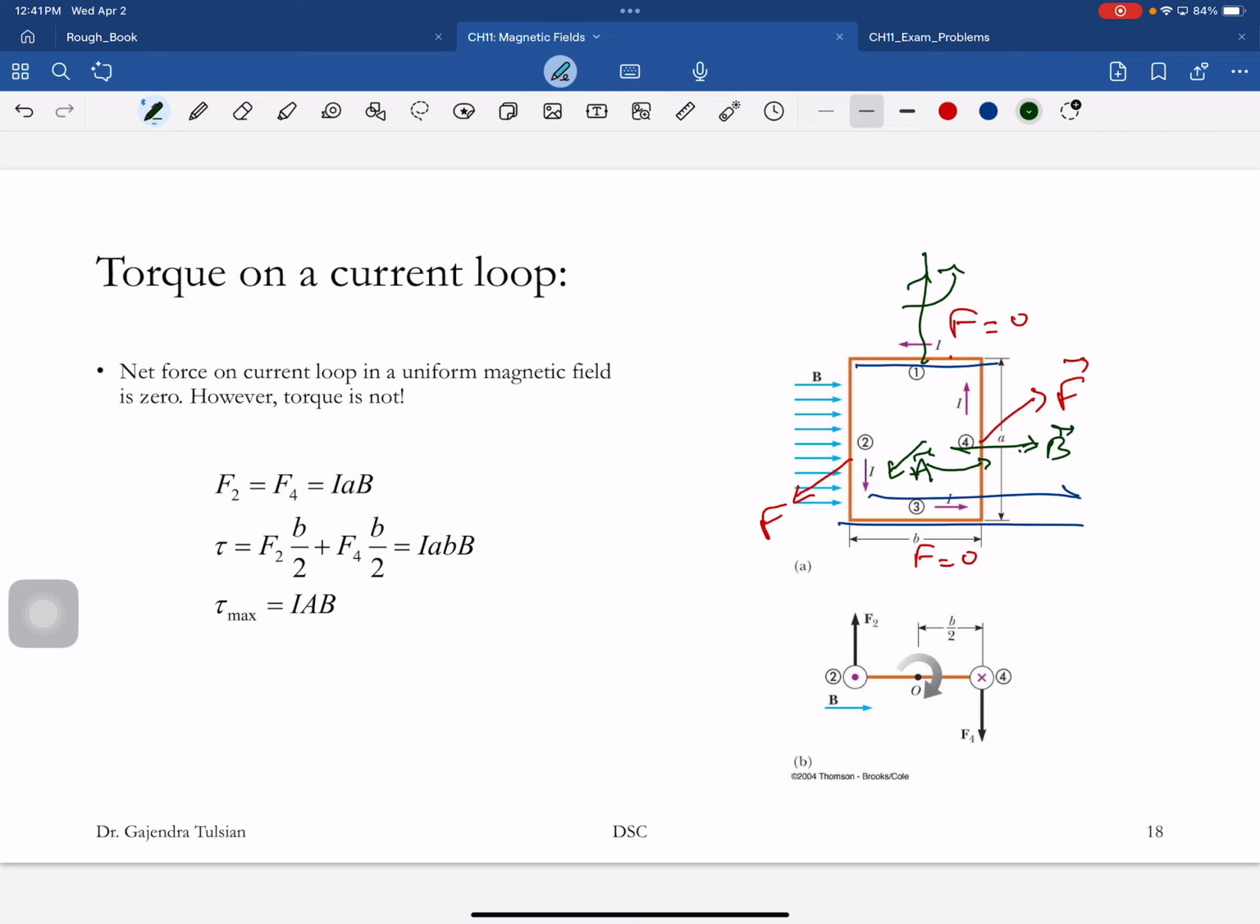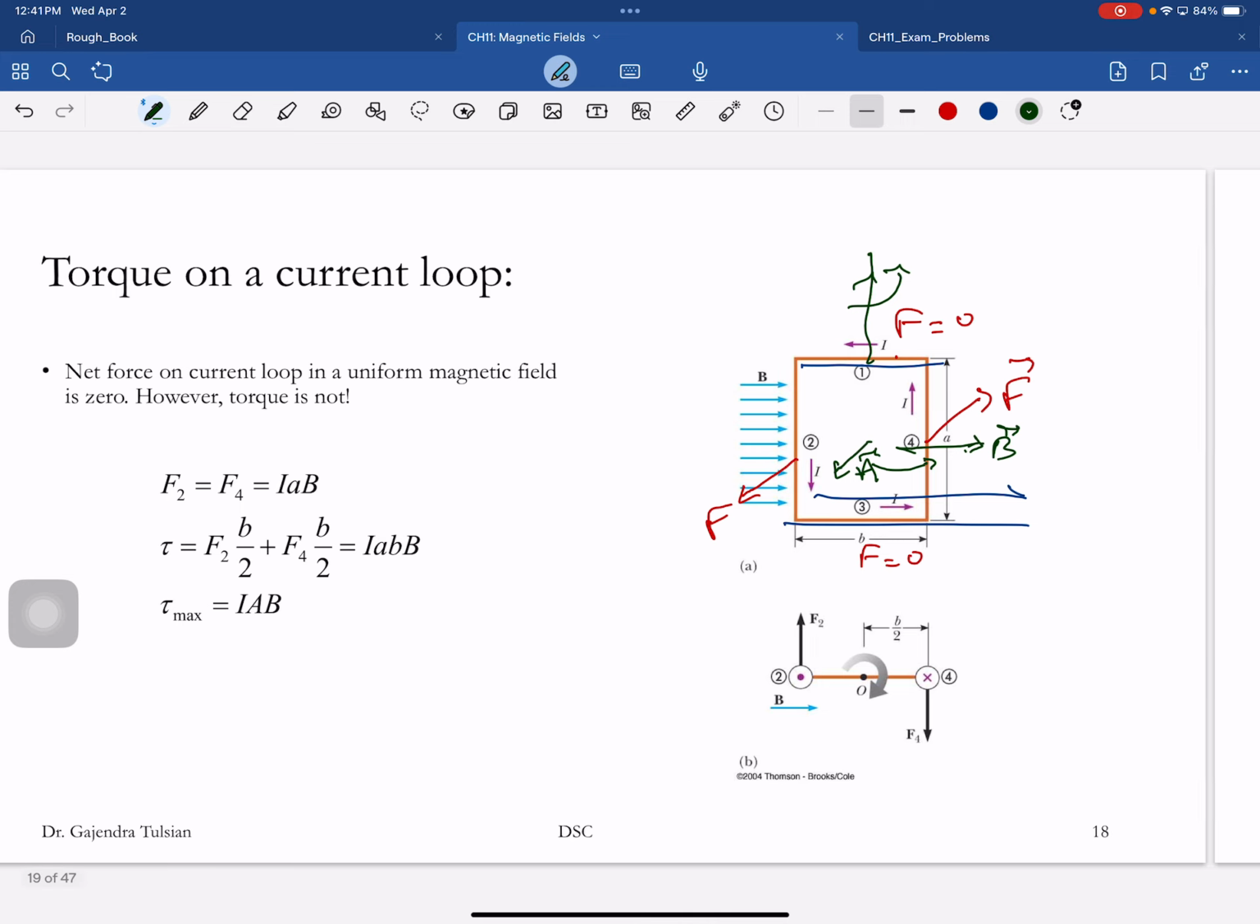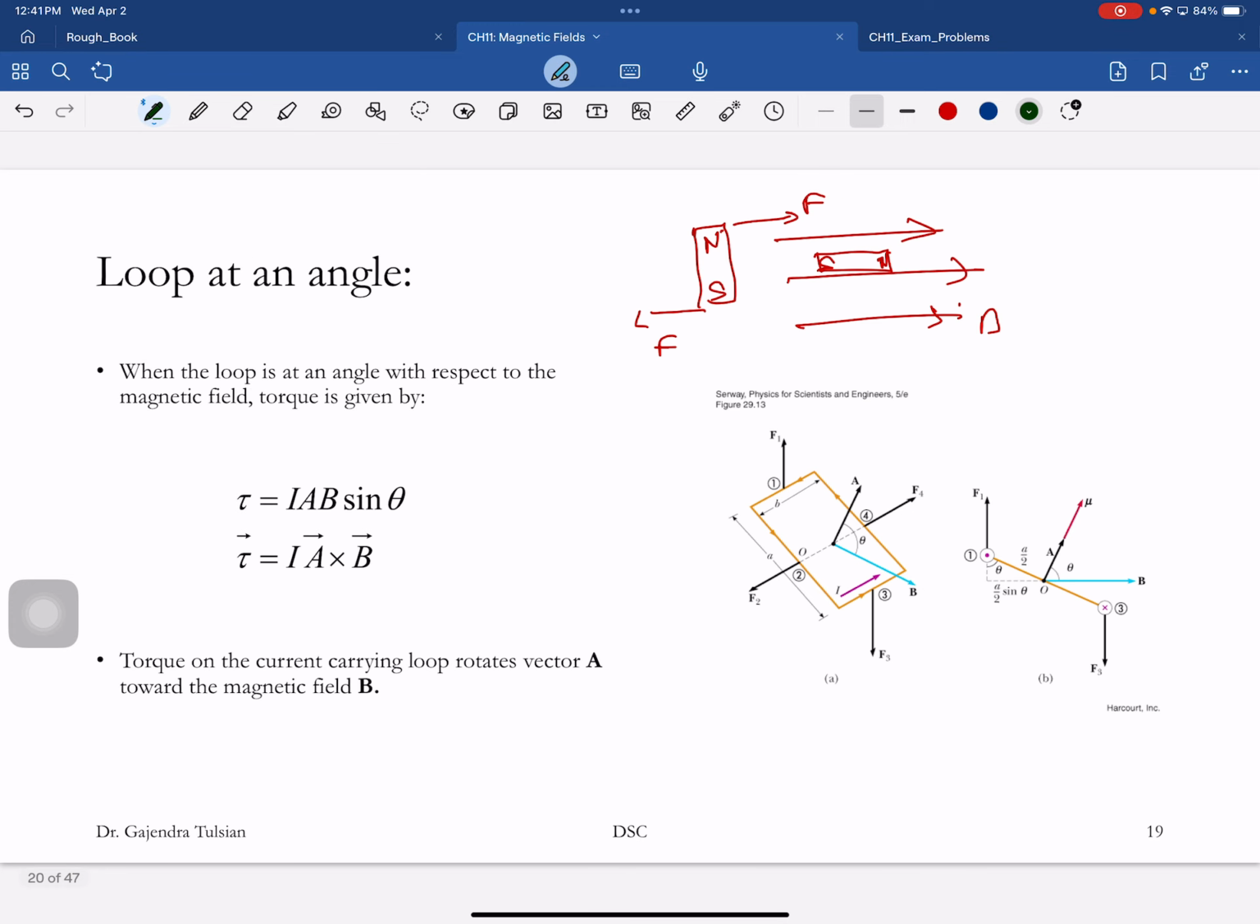So you point your fingers along the direction of the current, and this area vector is being turned towards the magnetic field. That's what the torque is trying to do, okay? All right, and so use that idea in electric motors, okay? So we'll show this. Here's another example.